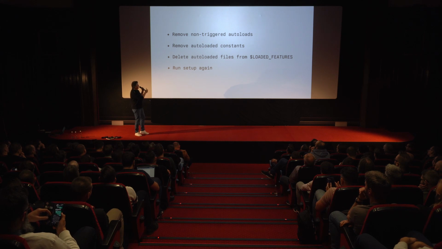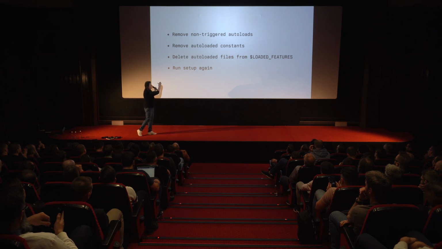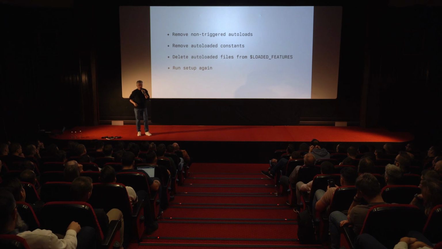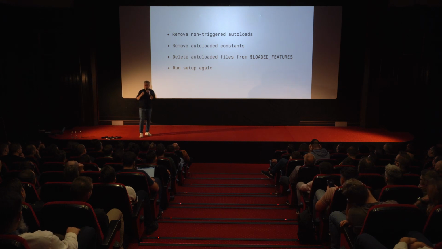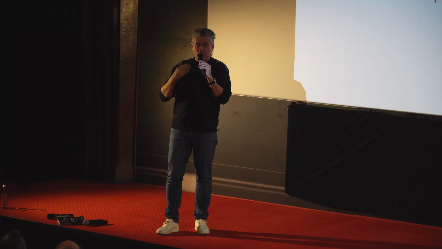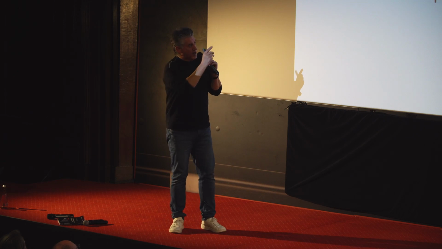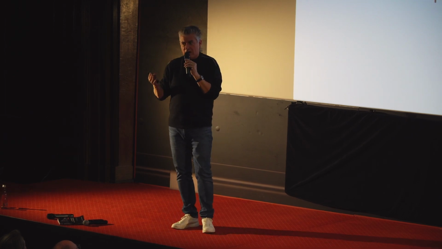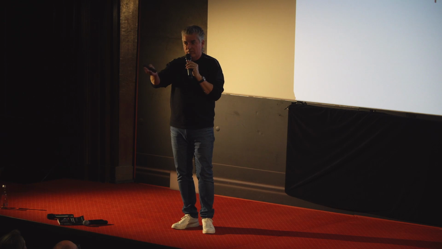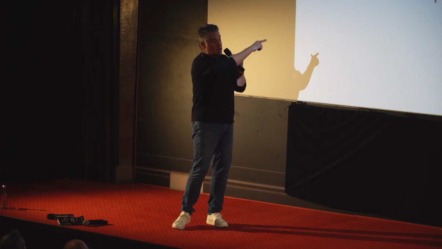Now, we need to delete the autoload files from loaded features. Loaded features is a collection that Ruby checks for doing requires. You know that require is idempotent. How does that work? Ruby checks this collection and says, I don't have this file in this collection, go and load it. But if I have it in the collection, it's going to return false and do nothing.